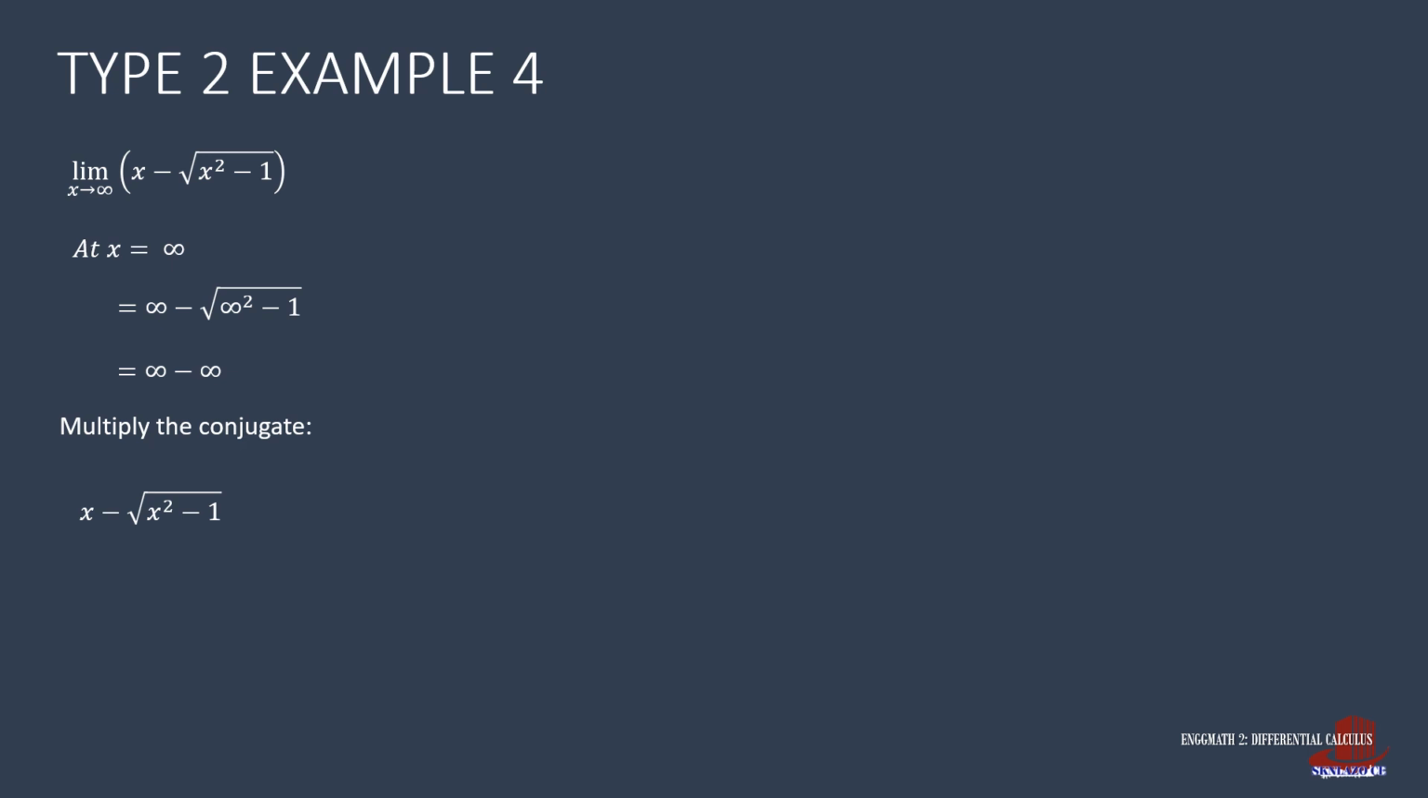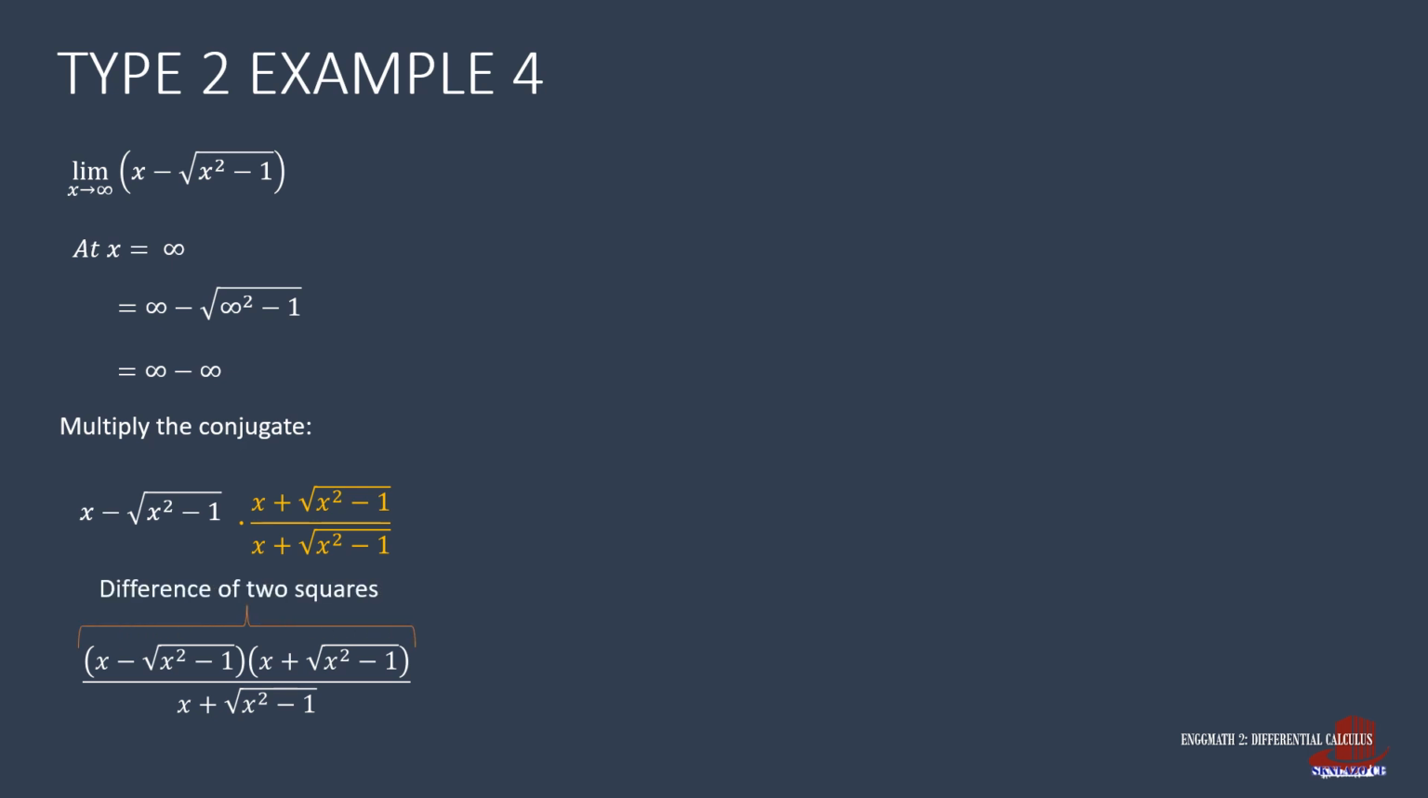Multiply the conjugate x plus root of x squared minus 1 to the function, and get the quantity of x minus the root of x squared minus 1 times the quantity of x plus root of x squared minus 1 all over x plus the root of x squared minus 1. Using the conjugate, we get a difference of two squares in the numerator, and we can simplify this as x squared minus the square of the root of x squared minus 1.